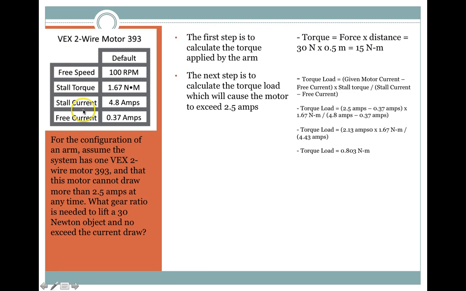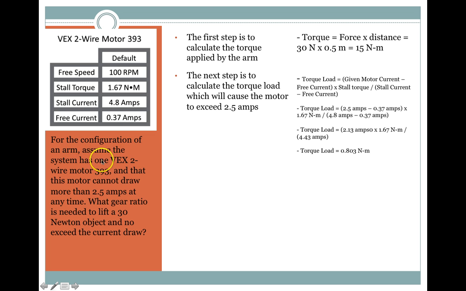So here we go. We have our information for our VEX 2-wire motor. The first step is to calculate the torque applied by the arm. Torque equals force times distance, so we have 30 newtons times 0.5 meters, which gives us 15 newton meters.